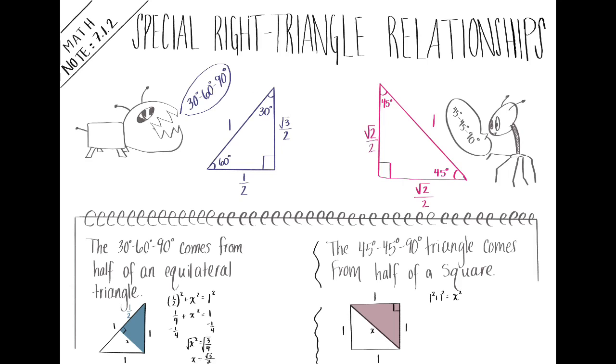So you have 1 squared plus 1 squared equals x squared. When you solve for x, you end up with the square root of 2. So to make it look like our special right triangle, you just divide all three sides by the square root of 2, and that way the hypotenuse is equal to 1.